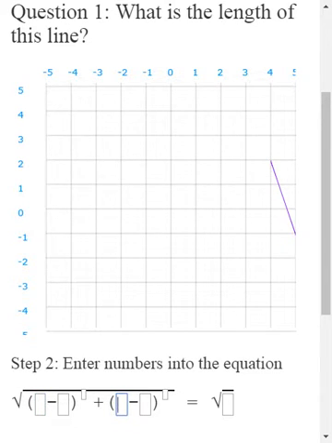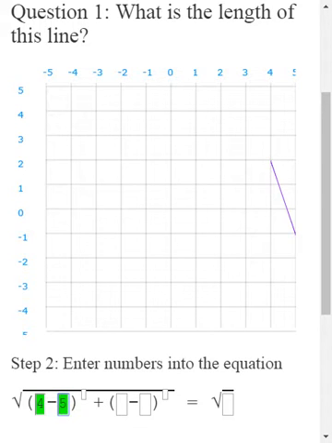All right, so let me find the x values of the two ends of this line. So this end right here, let me follow it back. Right there, that's 4. This one right here, let me follow it back. Right there, that's 5. All right, so these numbers here are 4 and 5.